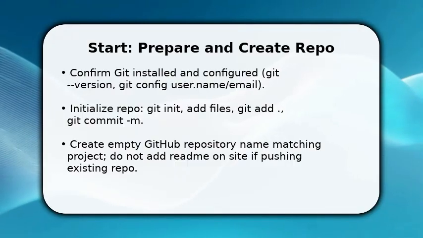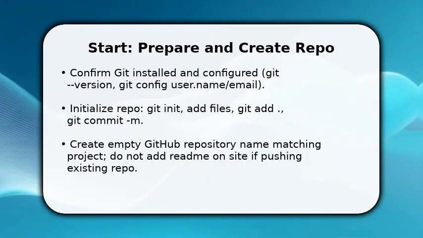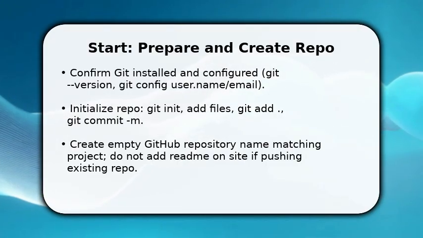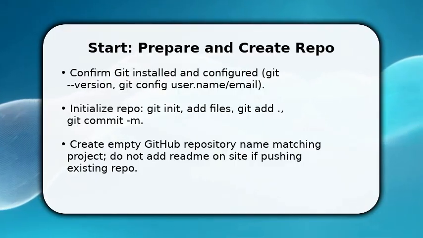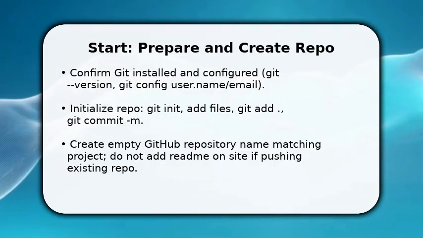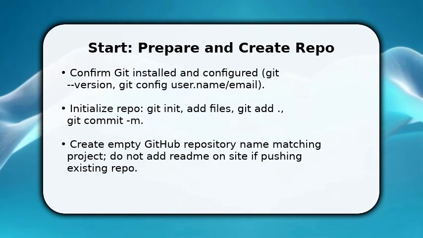You will begin by getting your local project ready and creating the empty remote. First, make sure Git is installed and your user name and user email are set so commits are attributable. Next, initialize the folder with Git init, stage files with git add, and make an initial commit so history exists. Then open GitHub and create a new repository with the exact project name. Avoid initializing on the site if you plan to push your existing repository, because that prevents merge conflicts later.